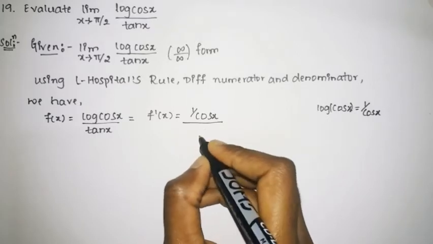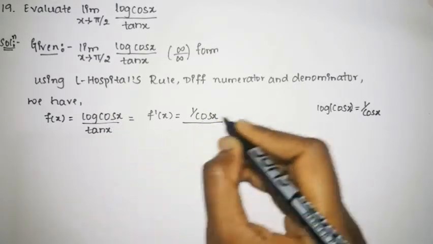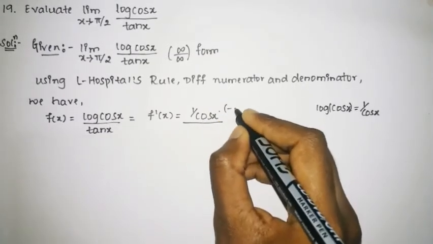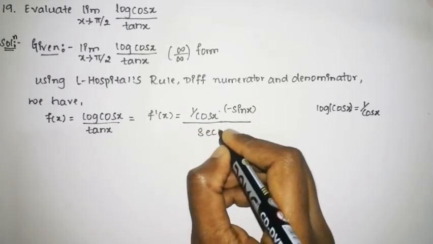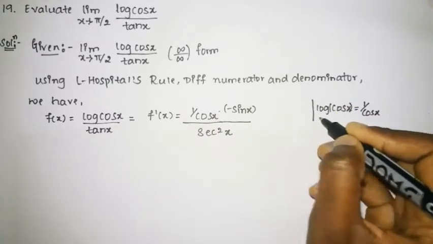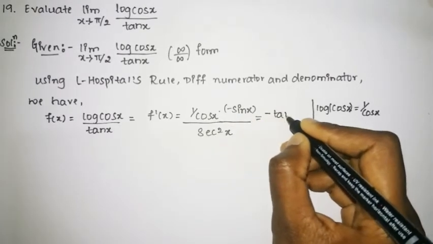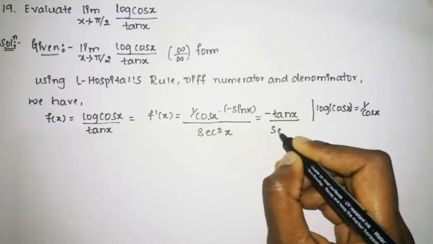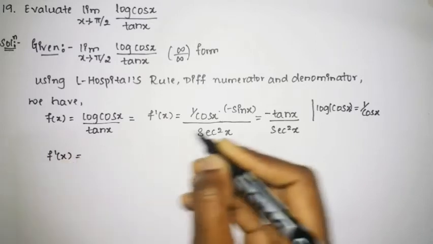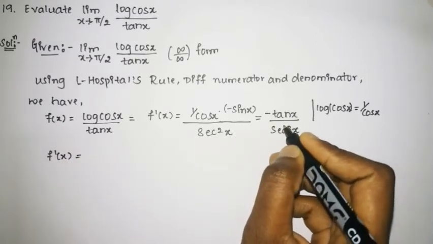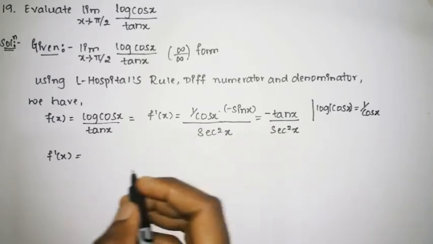So differentiation of log of cos x is 1 divided by cos x into differentiation of cos x, which is minus sin x. Then differentiation of tan x is sec square x. So now we shall write it as minus sin x by cos x, which is nothing but tan x, whole divided by sec square x. So therefore f dash of x equal to, now we shall reduce this into simplest form using sin and cos, so that by substituting pi by 2 we shall obtain a constant value.